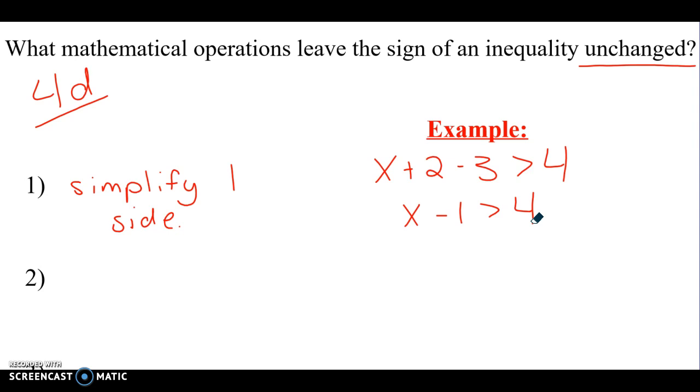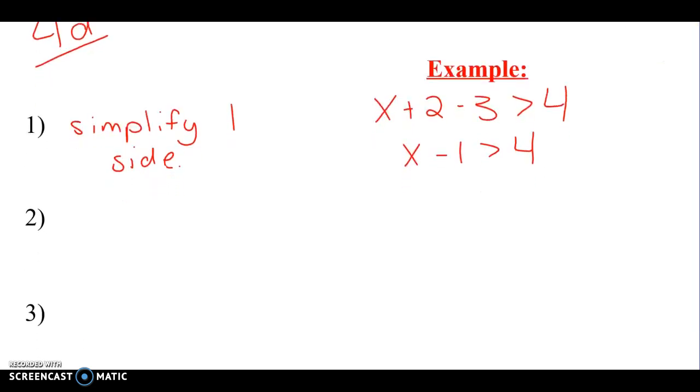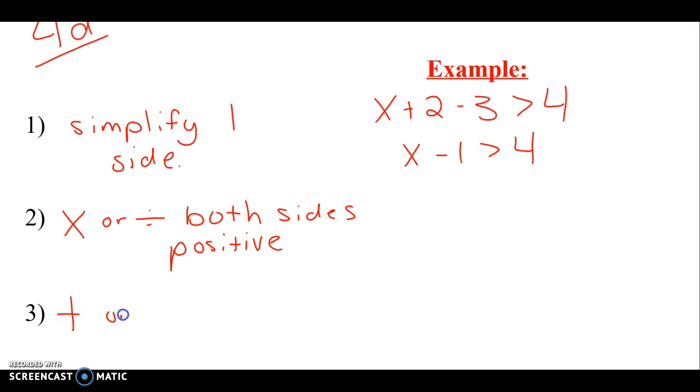The next one, on that page we were just on, what were a couple of them that we did not have to change the sign? So one of them, yeah, let's say multiply or divide both sides by a positive number. Multiply or divide both sides by a positive number. And what other two operations left it unchanged? Yeah. Add or subtract from those sides.